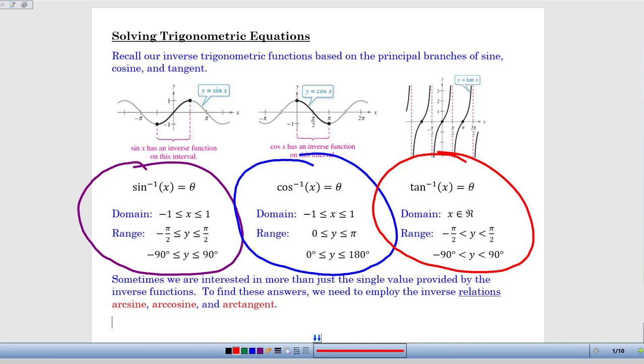We need to make sure that we get every value of x that works in the equation, not just one of them. And so we're going to have to build a mechanism for us to be able to find that infinite set of solutions using the inverse sine or inverse cosine or inverse tangent as the starting point, and then building out from there.